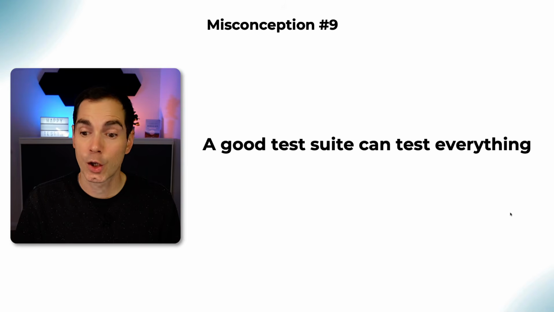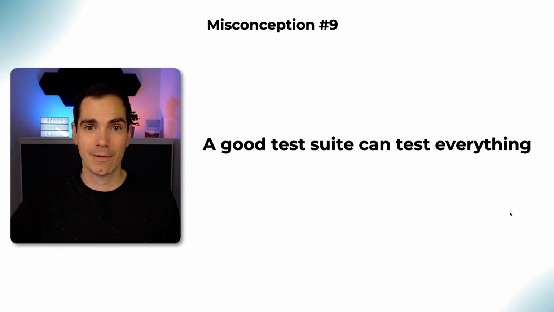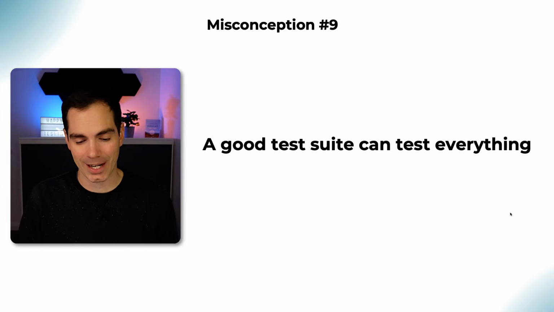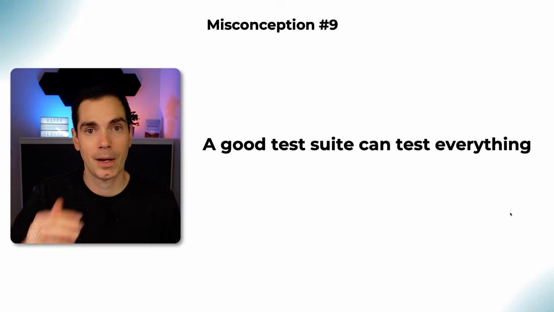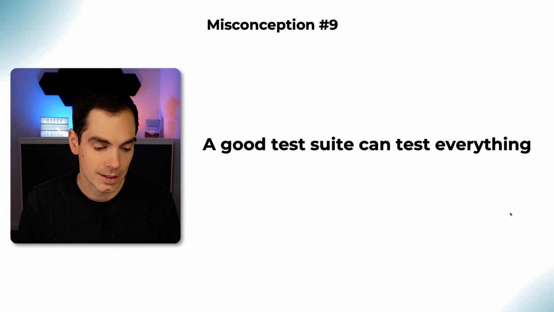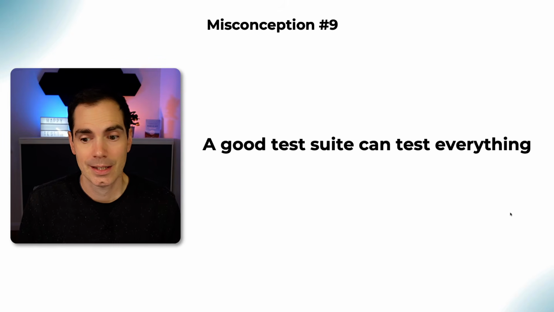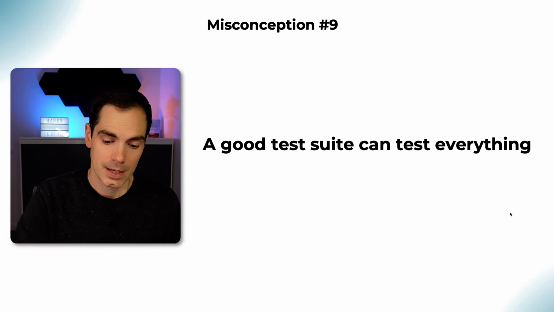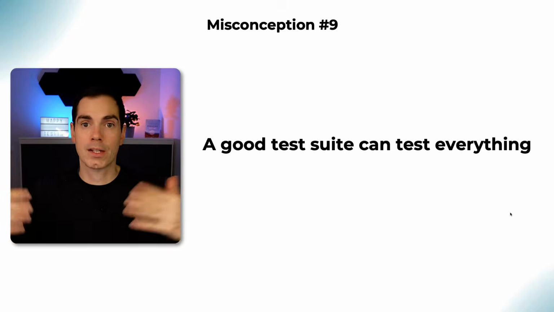Misconception number 9, a good test suite can test everything. Of course, yeah, write it once, run everywhere, and never touch it again. That's wrong. With test suite here, I mean test automation, test frameworks, and things that you have written in terms of automation, depending on the tech stack and layer. It's also not true. It's in a similar direction as misconception number 1, that stuff that you have done once can run forever, right?